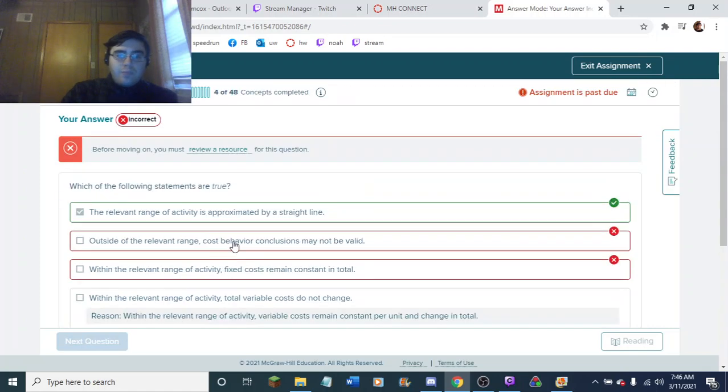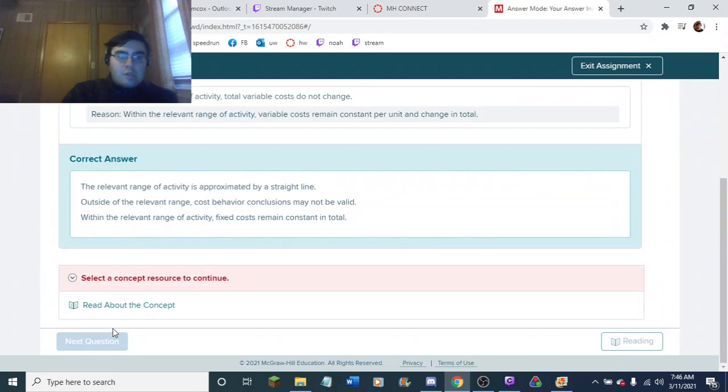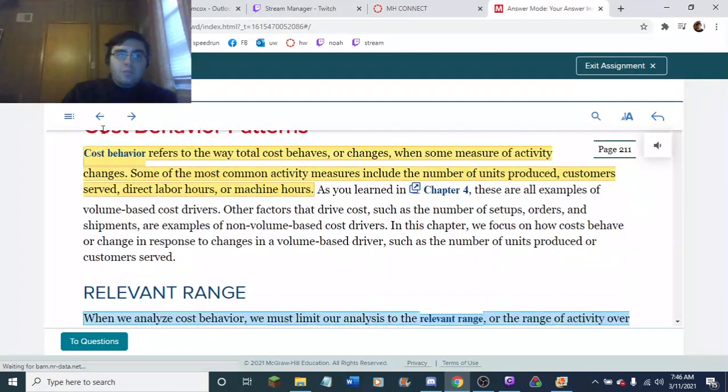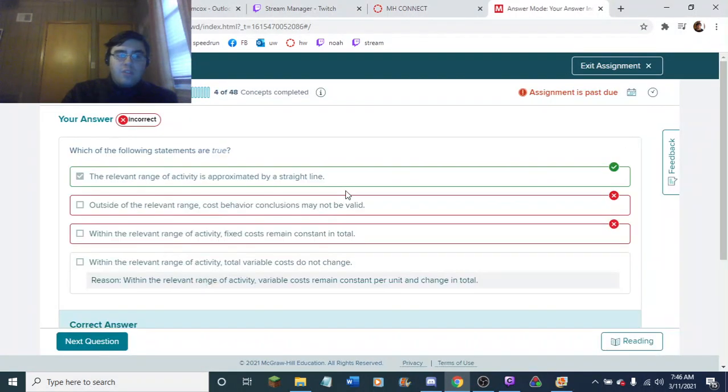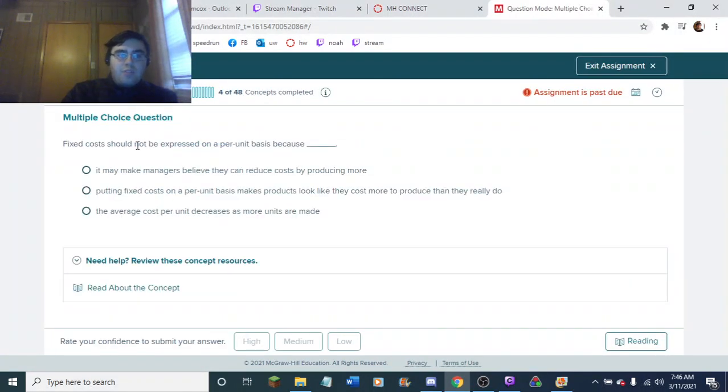Okay. Can I go to the next question? Oh, they're making me read about it. Nice. That's funny. That's very funny. Fixed costs should not be expressed on a per unit basis.